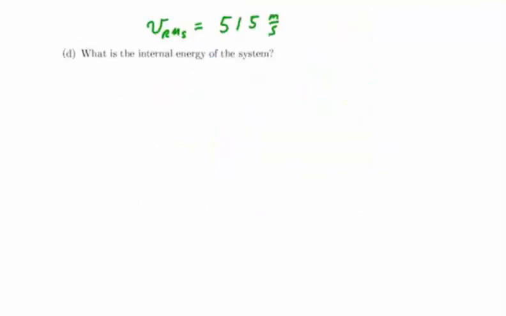Part D asks us for the internal energy of the system. Well, what we recognize from the formulas on the previous page is that the change in internal energy for an ideal gas is equal to the number of moles times the molar specific heat at constant volume times the change in temperature. And this is true regardless of how the gas changes its temperature, whether it does it at constant volume, constant pressure, or even by another means.